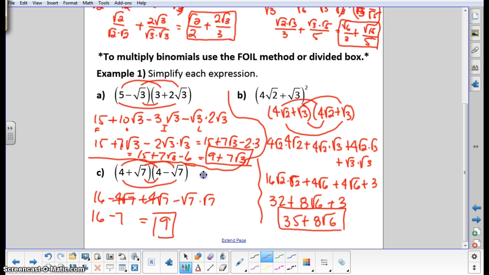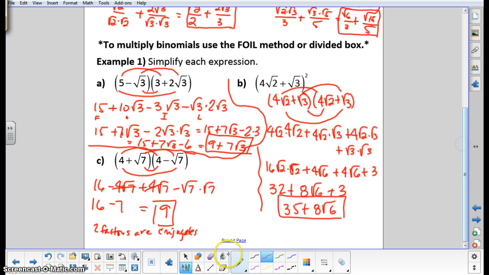And that's a special property because these two factors are conjugates. And we can put A minus B and A plus B.